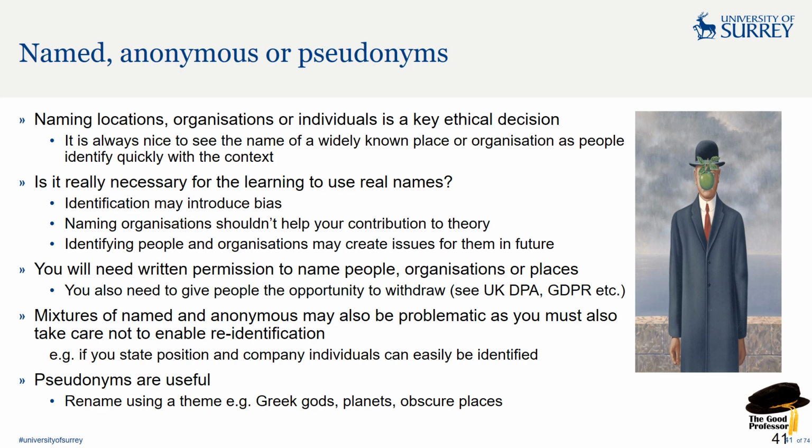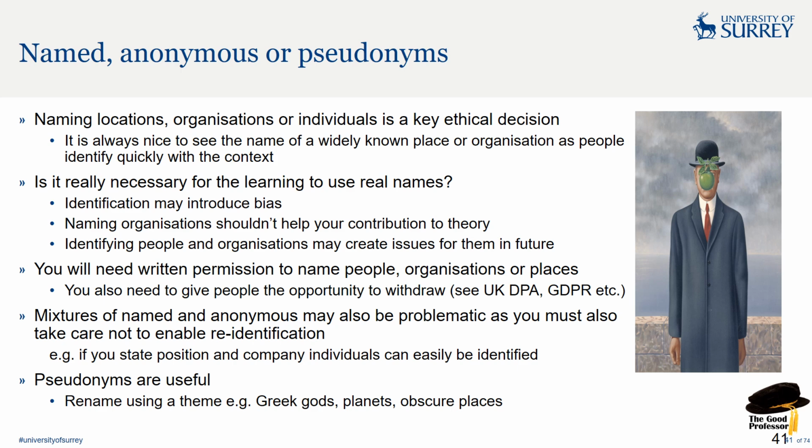A key question you're going to be faced with is, do you name people, places, organisations, or do you use pseudonyms, so made up names, or do you leave it anonymous? Naming locations, organisations is a key ethical decision. It's always nice to see the name of a widely known place or organisation because it helps people identify quickly with the context. But is it really necessary for the learning to use real names?